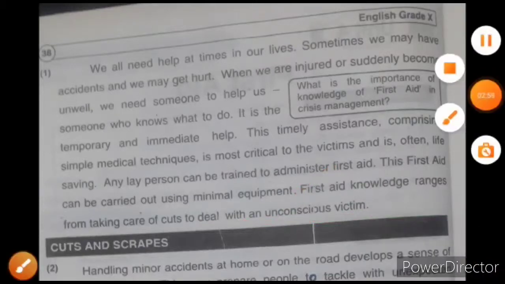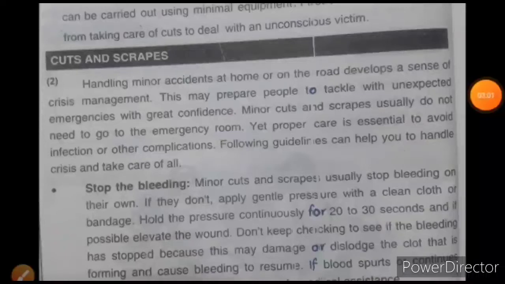Okay. The first one we have over here is the cuts and the scrapes. Handling minor accidents at home or on the road develops a sense of crisis management. Now basically they are telling you how, if you get cuts or minor cuts or bruises, you are supposed to handle it at home. Because if you get hurt at home, with a knife, if you get a small cut, you don't just go to the hospital, you just try to manage it at home.